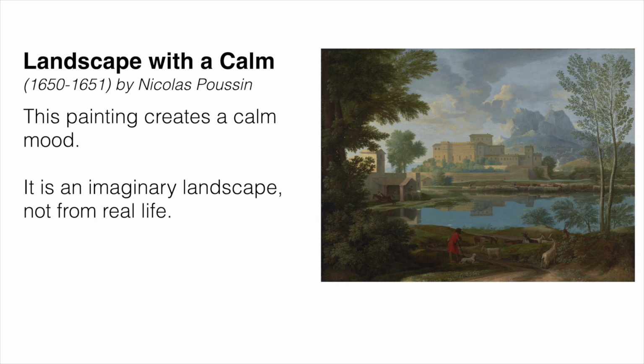The title of this painting is Landscape with a Calm by Nicolas Poussin. It doesn't illustrate a story, but rather creates a calm mood. Also, this is an imaginary landscape. Poussin painted it from his imagination, not from real life.